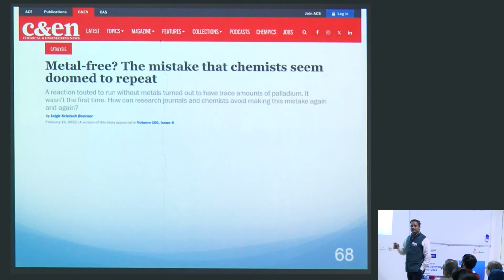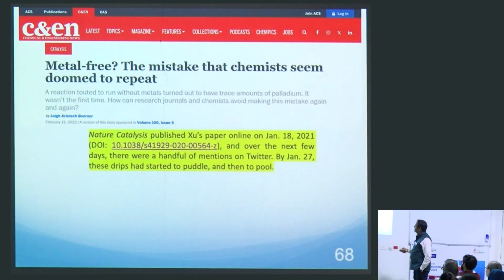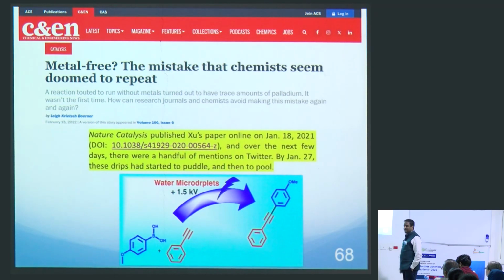We have taken this as one of the challenges in chemistry. So shall we solve this problem? For that, we have used the microdroplet technique. It appeared in Nature Catalysis. All the papers before, even a Nature Catalysis 2021 paper, were withdrawn because they were published as metal catalyst free. Then why not microdroplet? Can we solve this challenging problem?